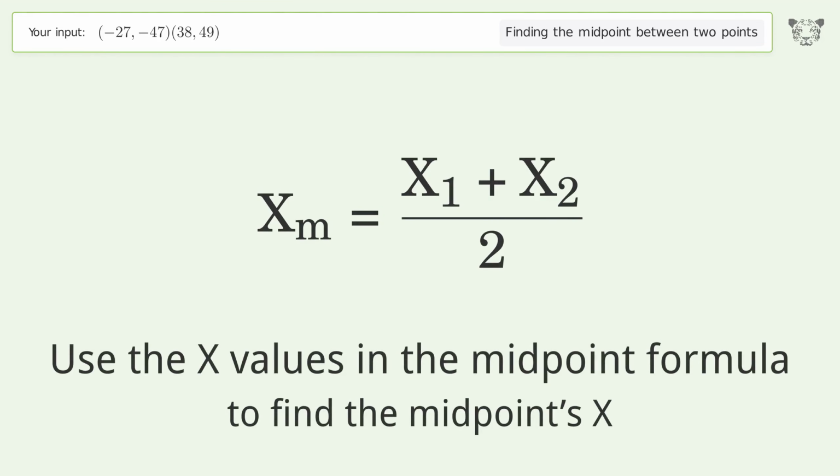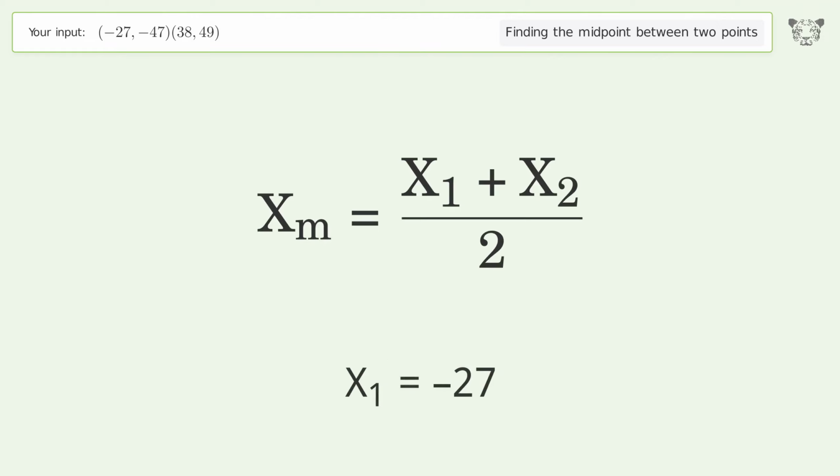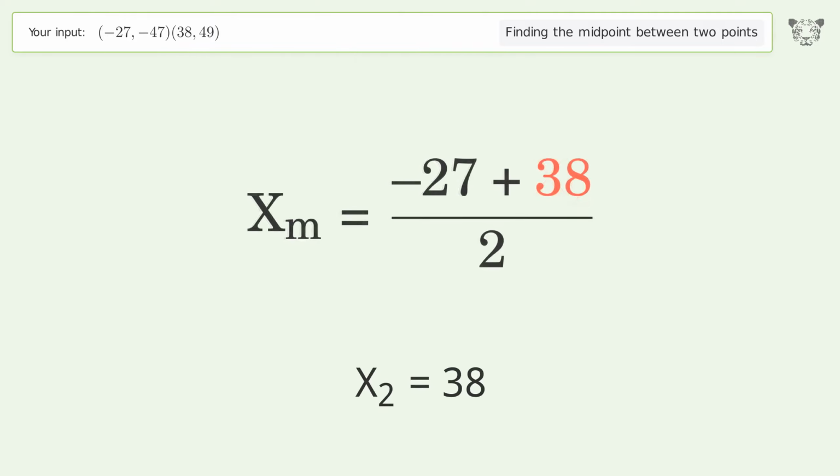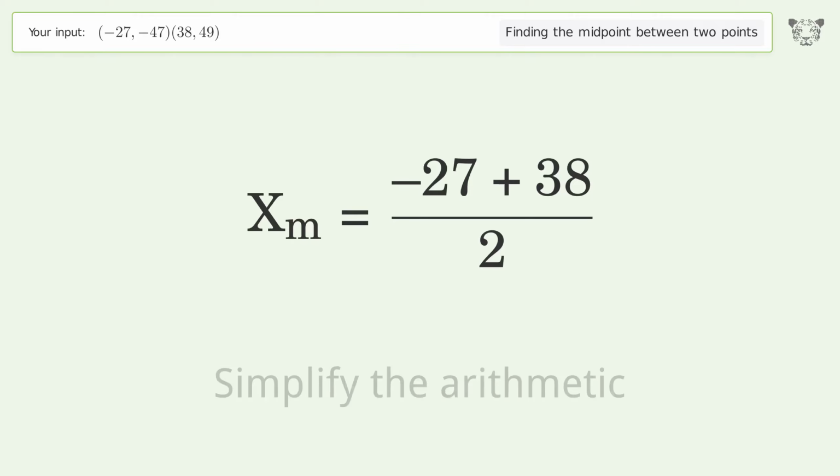Use the x values in the midpoint formula to find the midpoint's x. x1 equals -27. x2 equals 38. Simplify the arithmetic.